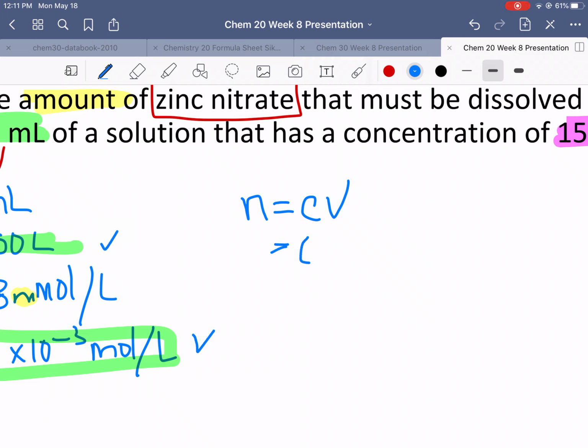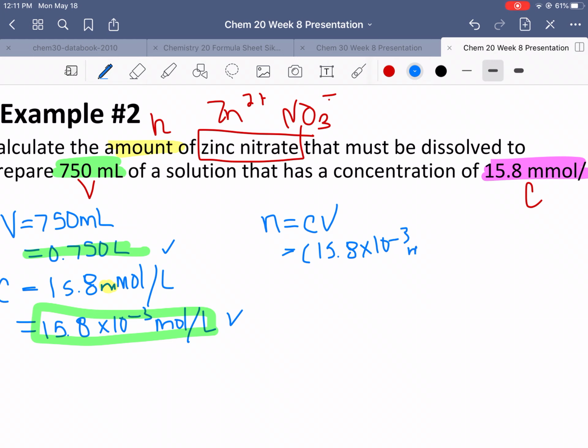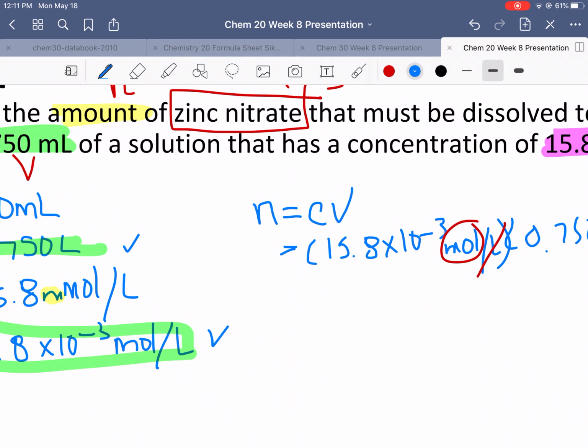Concentration is 15.8 times 10 to the negative 3 moles per liter. Volume is 0.750 liters. Look at how those units cancel out. Liters on the bottom, liters on the top. We will get moles as our answer, which is exactly what we want. 3 sig digs is dictated by what's in the question. 1.19 times 10 to the negative 2 moles.